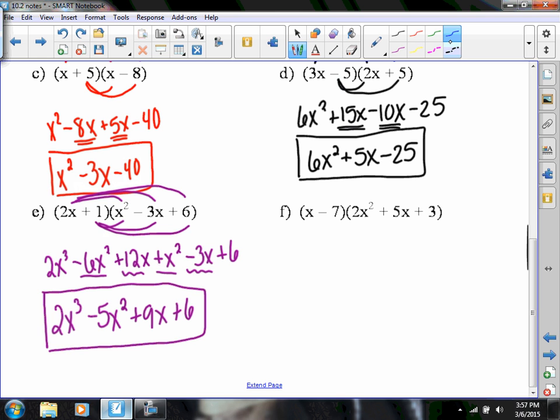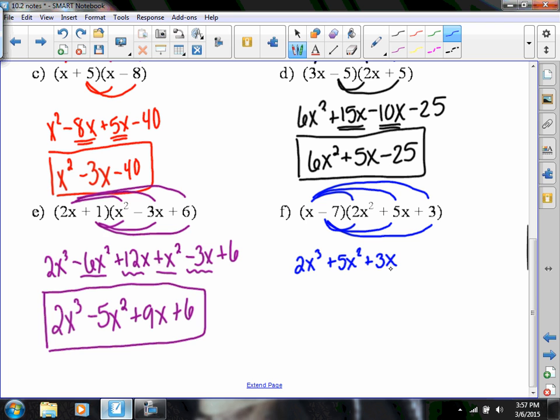And then part F, very similar to what we just did. I'm going to take this x times every term in my trinomial, and then the -7 times every term in the trinomial. So don't be afraid to draw in those little arcs or those little rainbows. So x times 2x squared is 2x to the third. X times 5x is 5x squared. And then x times 3 is 3x.